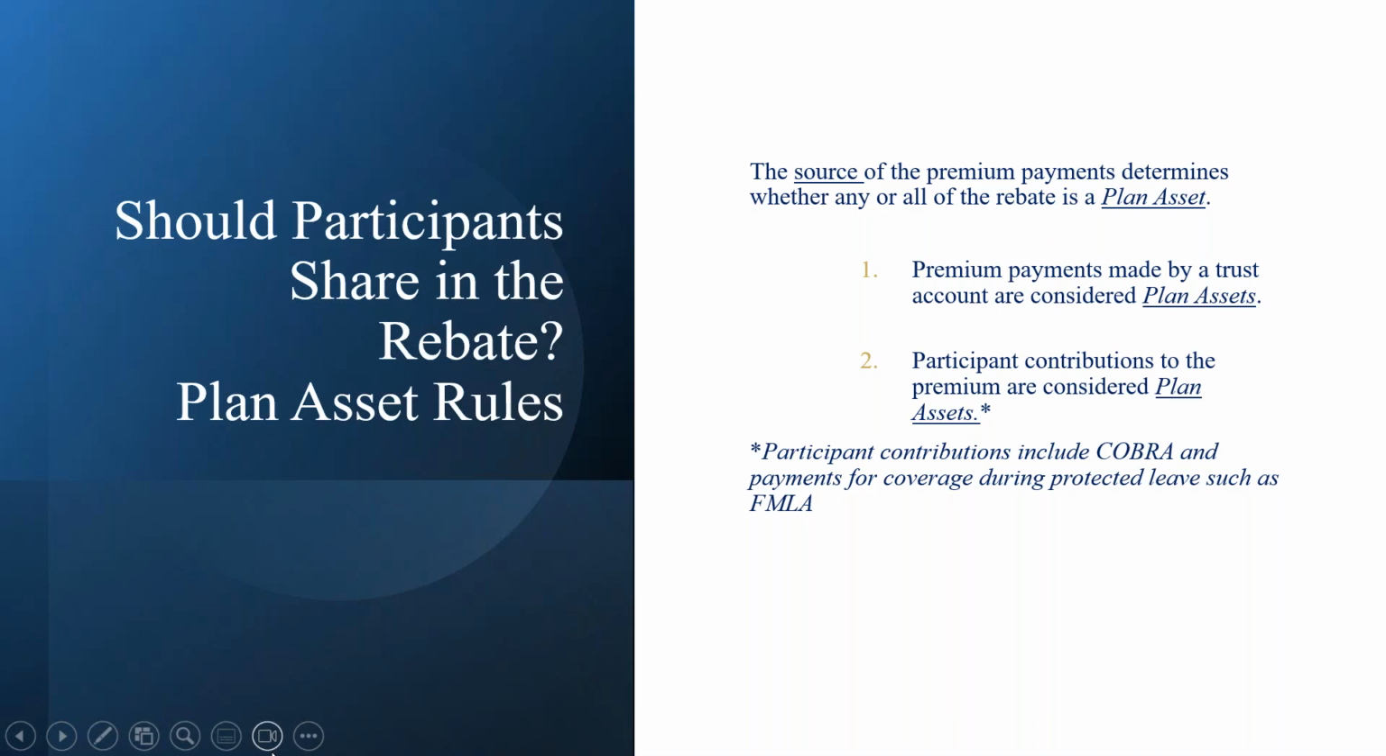So what the employer pays, unless it's in a trust, and a trust would be extremely rare. So most employers are just paying it out of a general account. But if the employer is paying the premium, then the portion attributable to the employer is not a plan asset. It's really the portion attributable to what the employee paid. So you may have a situation where the employer pays 100% for the employee, but the employee pays for dependent coverage. Or you may have a situation where every employee pays something towards the cost of coverage, but those paying for dependent coverage, their contribution is going to be higher than the individual who's just contributing to self-only coverage.